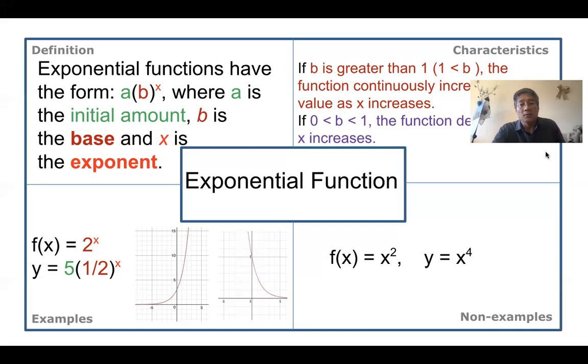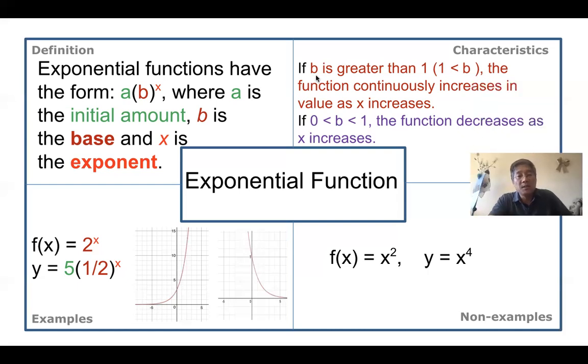So the characteristics: if b, the base, is greater than 1, the function continuously increases in value as x increases. So when x goes to the right, the y value goes up, right? But if the base is between 0 and 1, like a half or a third, then the function decreases as x increases, like the second graph here.